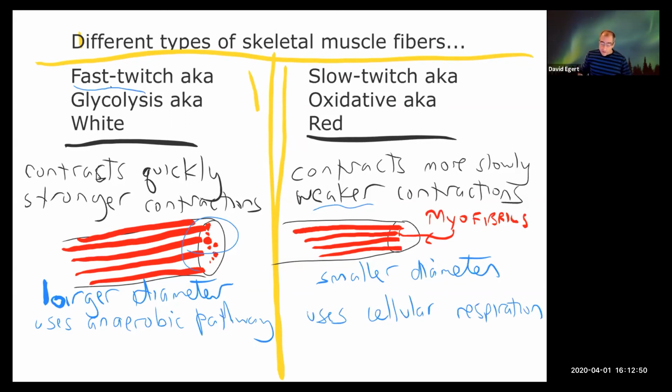That is going to lead to another big functional difference between them. If you are using cellular respiration to make your ATP, you could just keep going and going and going. It's the classic way that your body makes ATP. So these have high endurance. If you're using these anaerobic pathways we just talked about, after a minute and a half, you're in oxygen debt, you need to recover. So these are going to fatigue quickly.